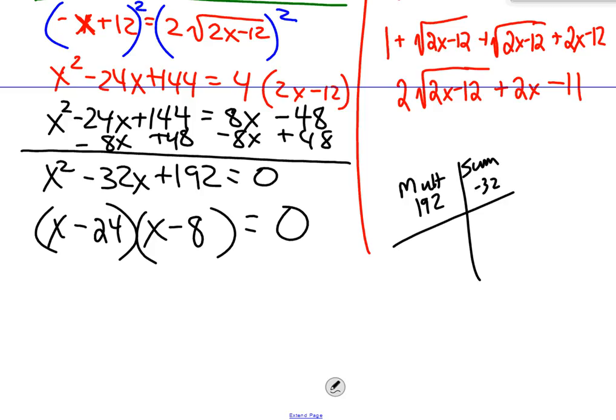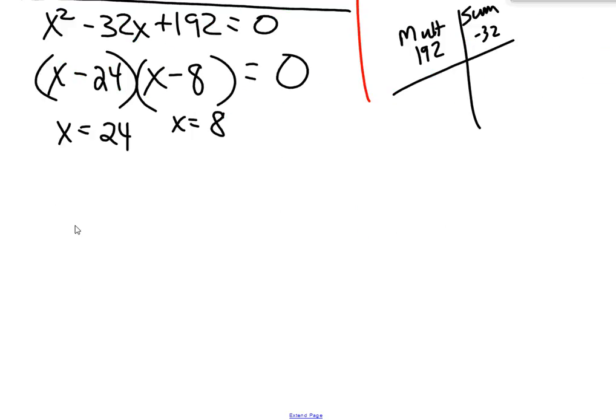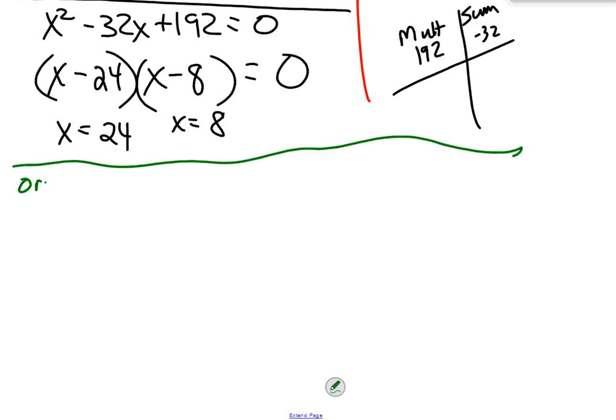And so, I knew that takes a little bit. On your quiz, I would try to make it so that the factoring of this isn't quite so intensive. So x equals 24, x equals 8 are the two answers that we get there. And then I do want to check, and we're already anticipating things might not work out. So I can't see the original problem, so I'm just going to write it here. It's the square root of x plus 1 equals 1 plus the square root of 2x minus 12.